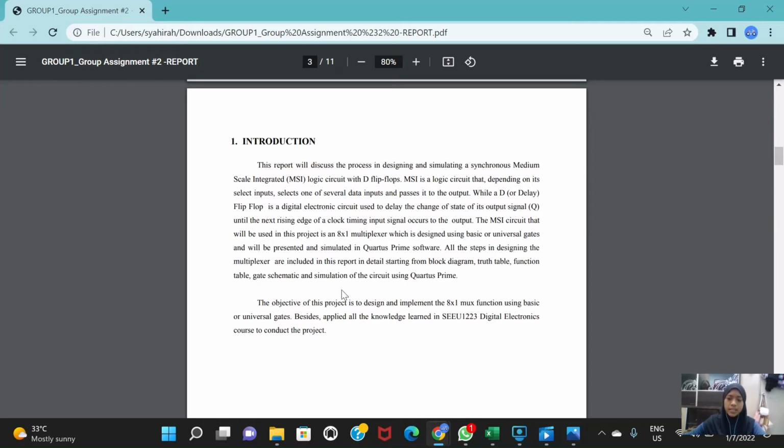All the steps in designing the multiplexer are included in this report, starting from the block diagram until the simulation of the circuit. The objective of this project is to design and implement the 8 times 1 multiplexer function using basic or universal gates. Another one is to apply all the knowledge learned in the digital electronics course to conduct the project.